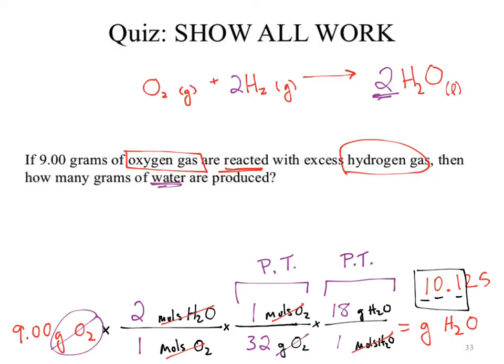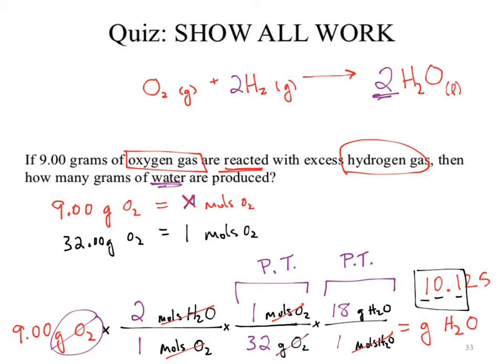Am I starting with moles? No, I'm starting with 9.00 grams of oxygen gas. And I want that to become moles of oxygen gas so that I can do my conversion from the equation. Is there a relationship between the grams and moles of oxygen? Yeah, where's that relationship found? The periodic table. And that periodic table tells me 32.00 grams of oxygen gas equals 1 mole of oxygen gas.